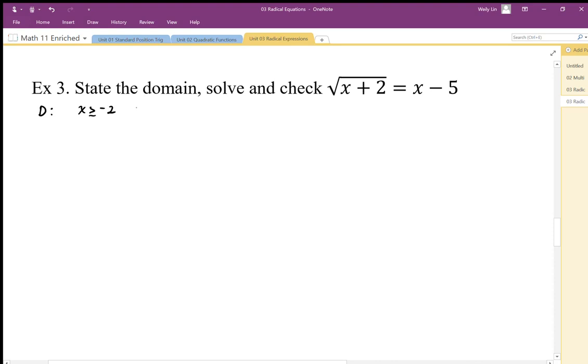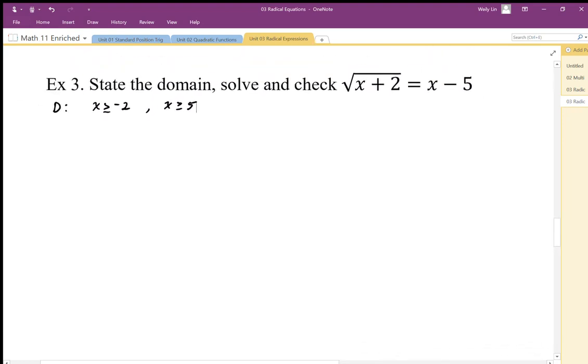So the outside restriction is going to be x must be greater than or equal to +5, because if we have anything smaller than 5, we're going to get a negative on the outside. So the square root ends up equaling a negative, which is not possible. Okay, so we can actually put these together. Putting these together, it just ends up being x is greater than or equal to +5. It has to be both. So once we've done that, we can go ahead and solve this equation.